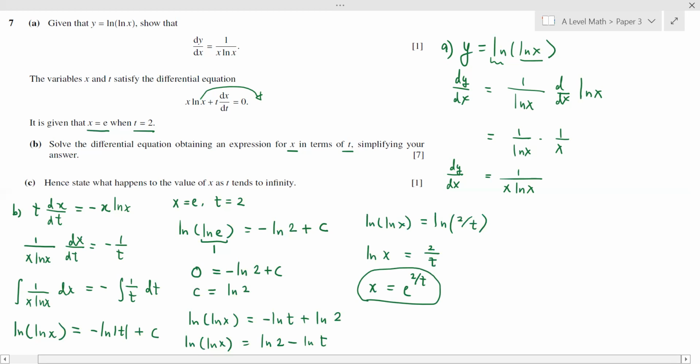Part C, state what happens to the value of x as t tends to infinity. So as t approaches infinity, we look at the exponent here. 2 over t approaches 0, then x, which is e to the 2 over t, approaches e to the 0, which is 1.